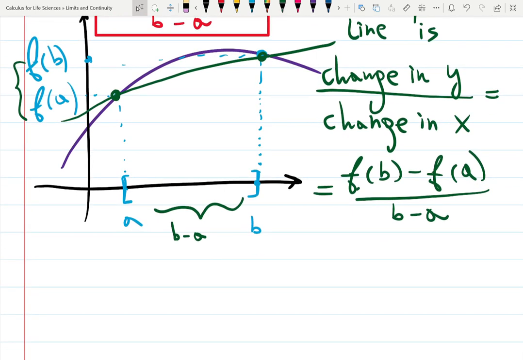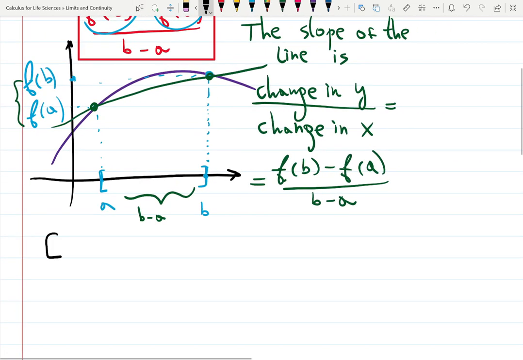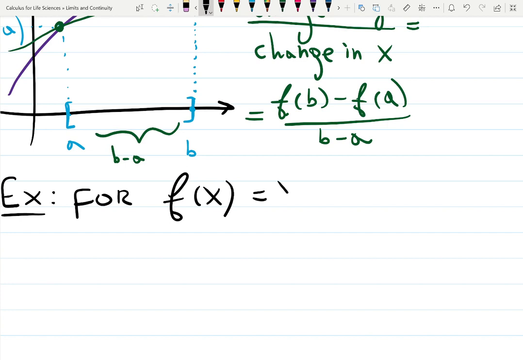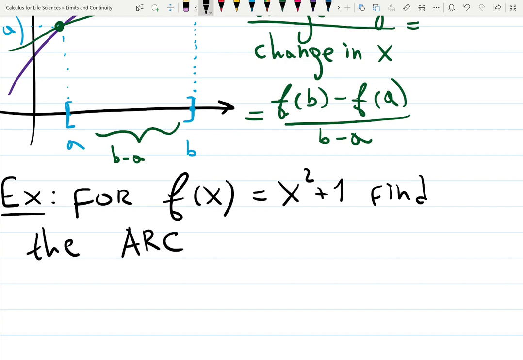Now, example, and I will show you some nice animations today. Example 4. f of x, probably 4 should be capital, f of x, let's choose x squared plus 1. Let's find the average rate of change, ARC, just easy to write down, of f, the given function, of x over the interval 1 and 3.